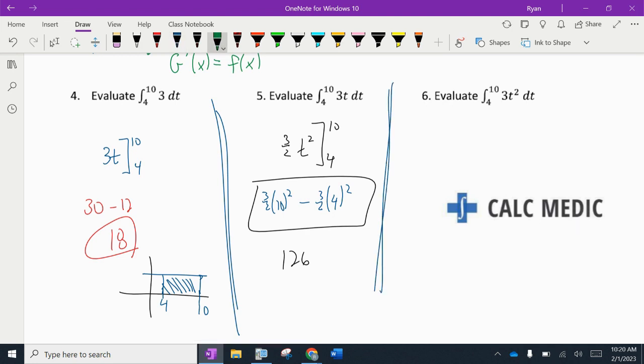Number 6. I'm going to slow down again. Now the integrand is 3t squared. Can you evaluate that one? So wouldn't it just be like 3/2 t cubed? Or no? I'm saying it's that. Whoever doubts me.